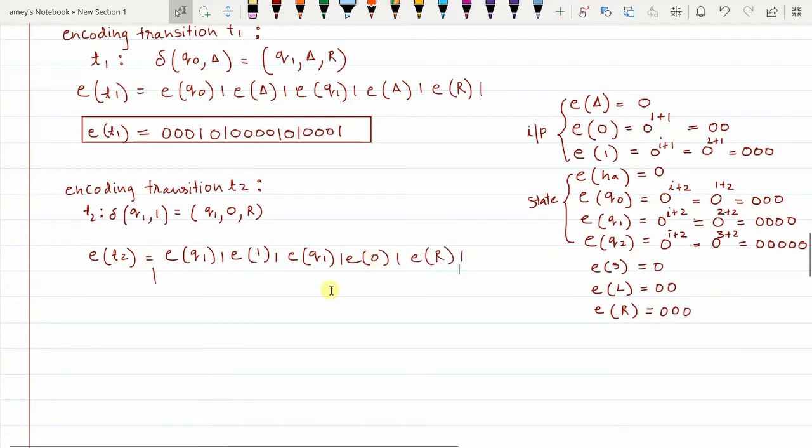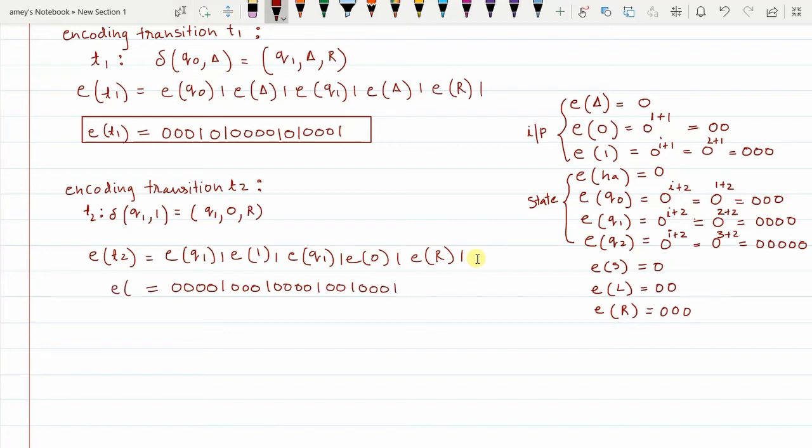Now let's write the values. What is Q1? Encoding for Q1, just substitute the values. Encoding for Q1 gives you 4 zeros. Then there is 1. What is encoding for 1? It gives you 3 zeros. So write 3 zeros separate with 1. What is encoding of Q1? Encoding of Q1 gives you 4 zeros, separate with 1. Encoding of 0 gives you 2 zeros, separate with 1. Encoding of right movement gives you 3 zeros and separate with 1. So what you have found is encoding of transition T2. This also I am going to mark.